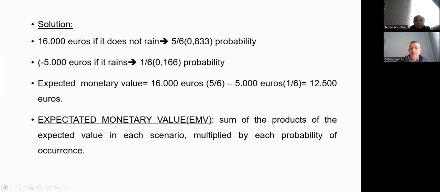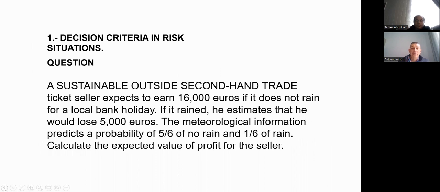I could do this event. I would carry out this performance because in terms of the expected monetary value it is positive. So I need to run this second-hand trade because it's positive. This is theoretical, according to the probability of the theoretical projections. Someone might say, well, Antonio, is it possible to run this sustainable second-hand trade with this information that I collected?